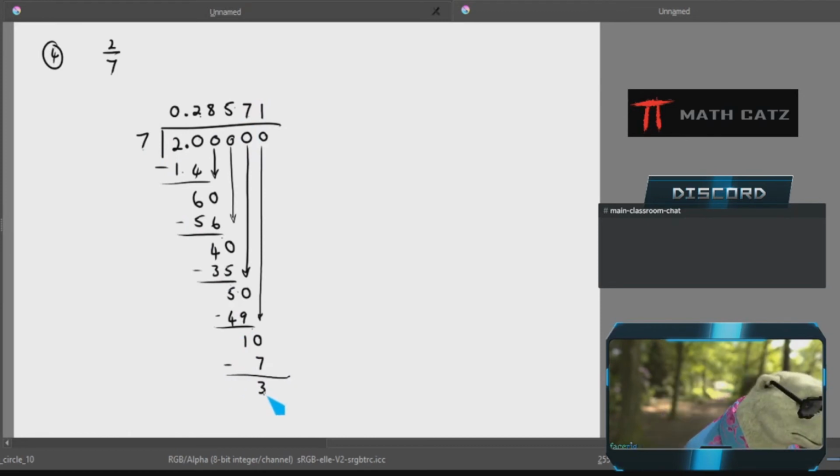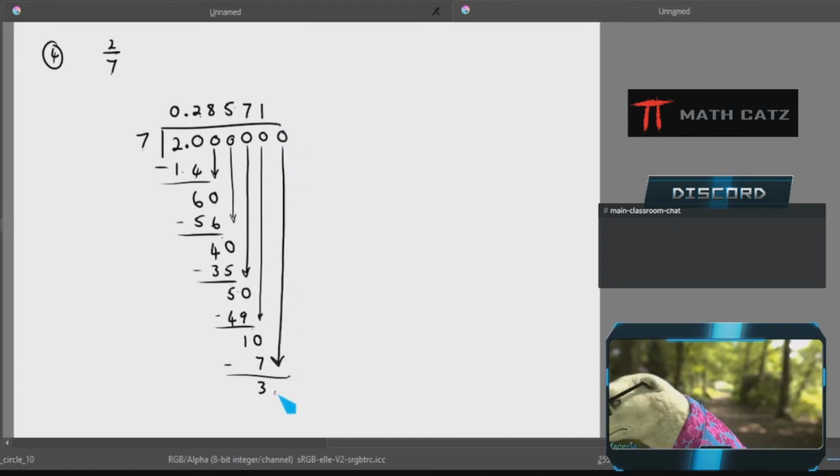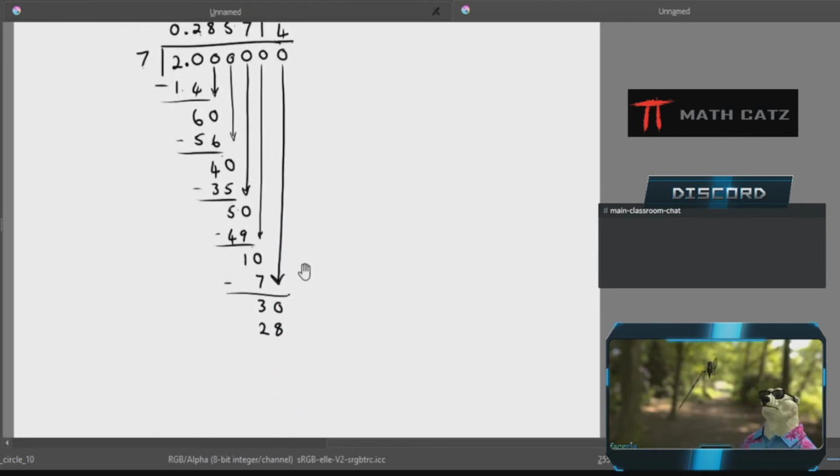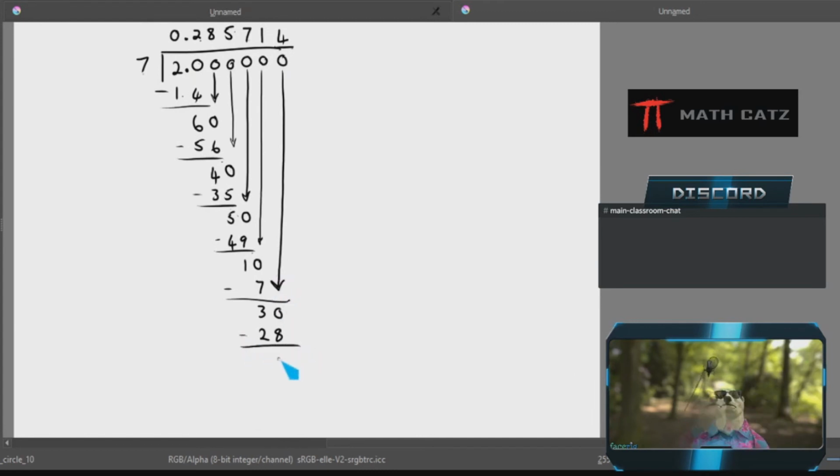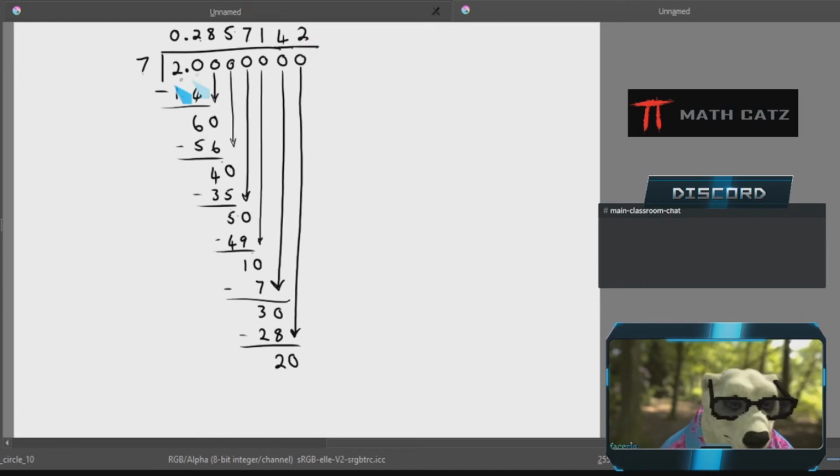For 3, which hasn't happened yet either. Bring down another 0. 7 goes into 30 4 times. For 28, I'm running out of space here. 28 has left 2. It's not 0 yet. Bring down another 0 for 20. 7 goes into 20 2 times, 14. Take it away, 6 left.